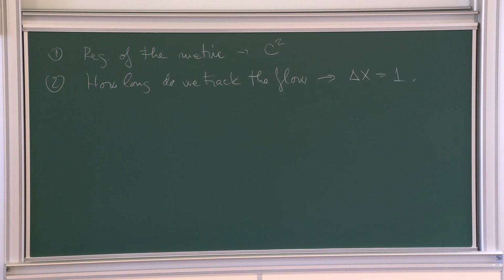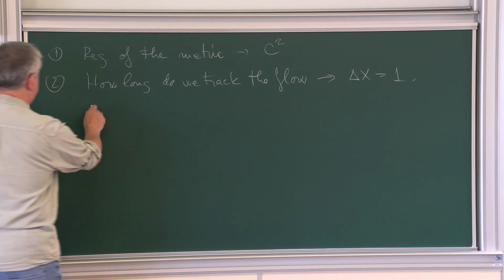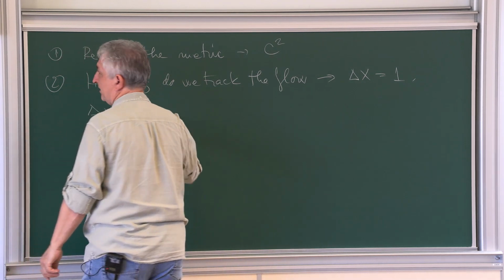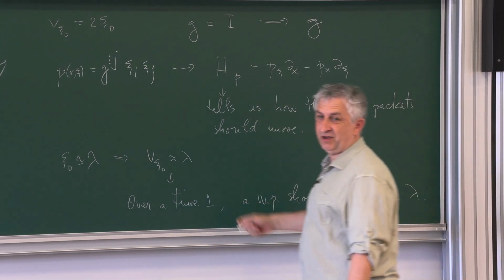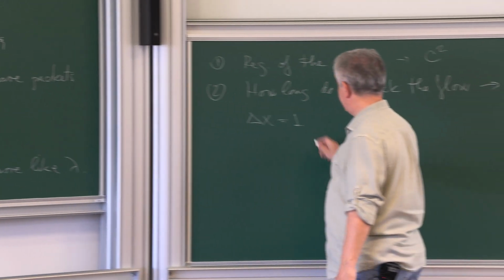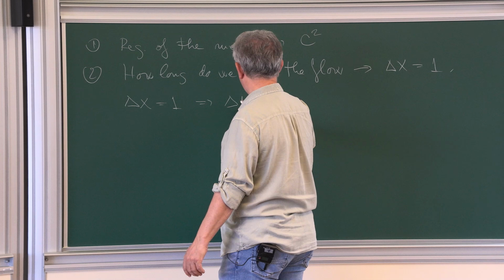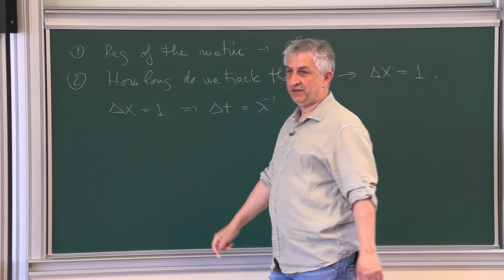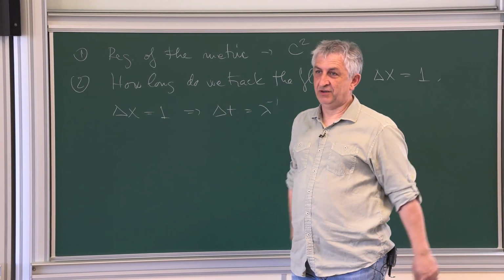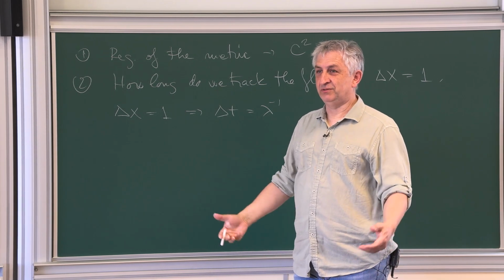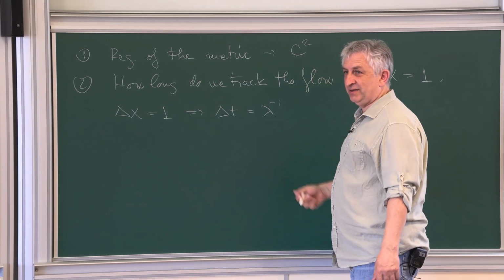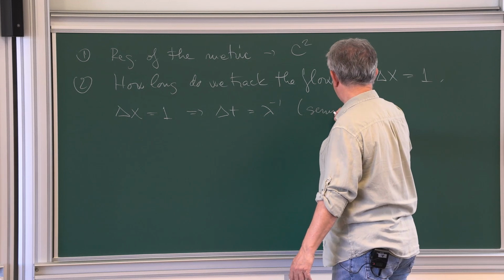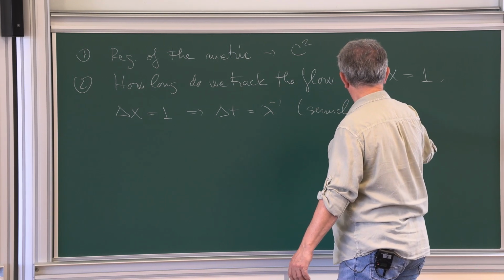And so this strategy, if it works, I just want to emphasize, is not perfect. Because if delta x is equal to 1, and you move with speed lambda, how far do you get? You get to time delta t equal to lambda inverse, right? So you can work out your parametrix only up to this time. So what do we do? First, we give a name to this time. We call this the semi-classical time scale.